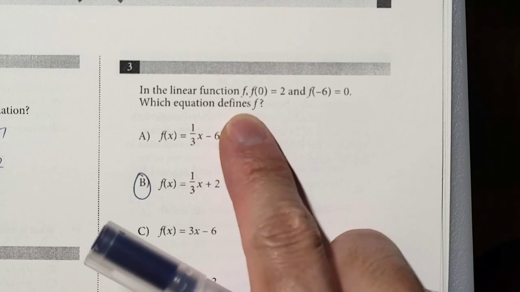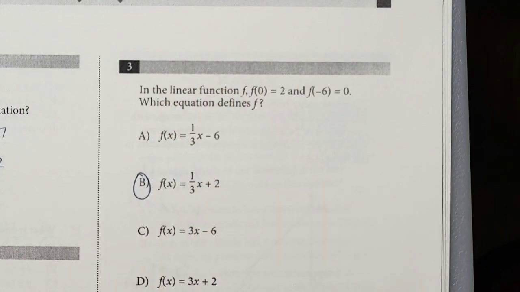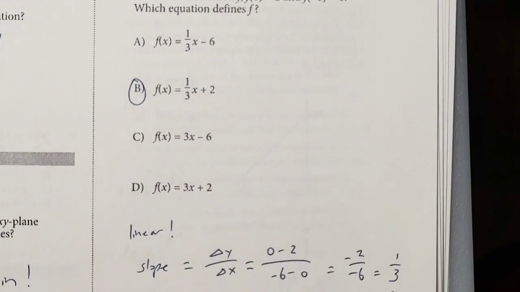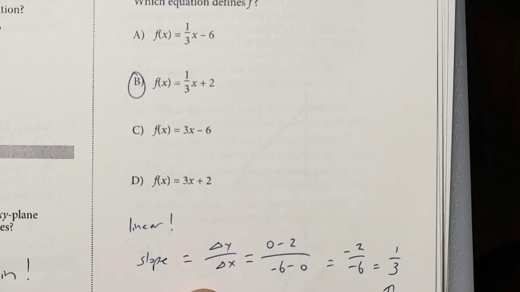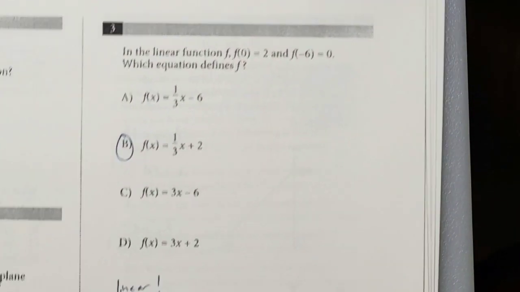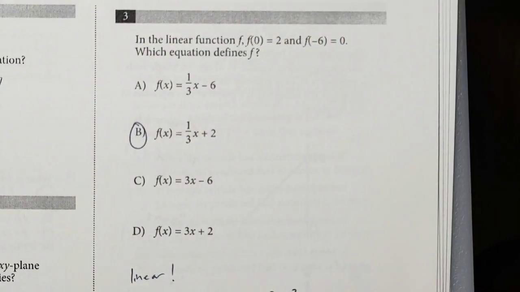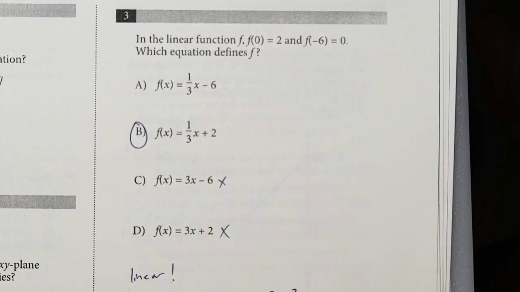Okay, number 3, in the linear function f, f of 0 is 2, f of minus 6 is 0. Which equation defines f? It's a linear function. So what do we need? Oh, a linear function means like a line. Slope-intercept form, point-slope form, those things. So we can get the slope. That's just change in y over change in x. Take the 2 points, find the slope. That is a third. So you can get rid of C and D right away.